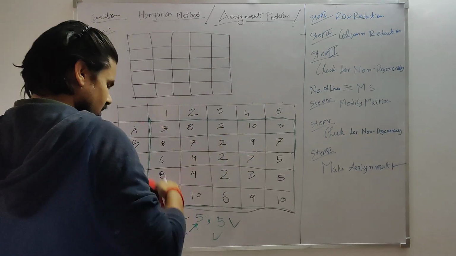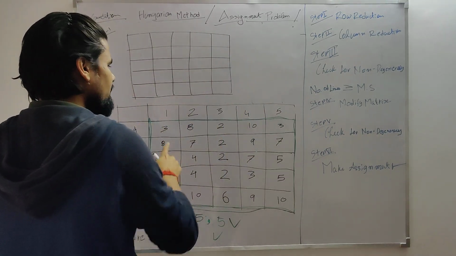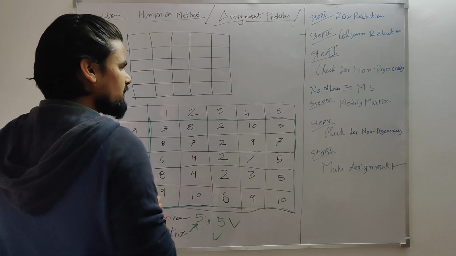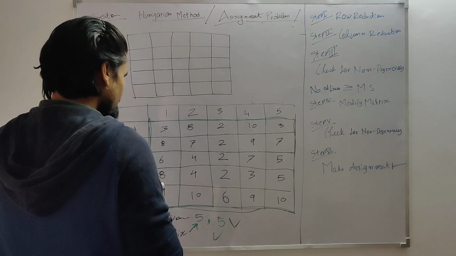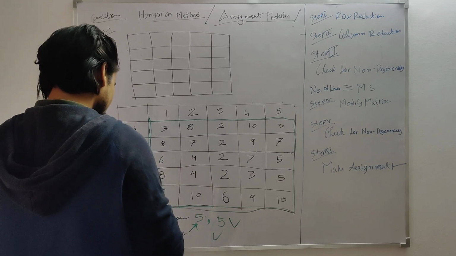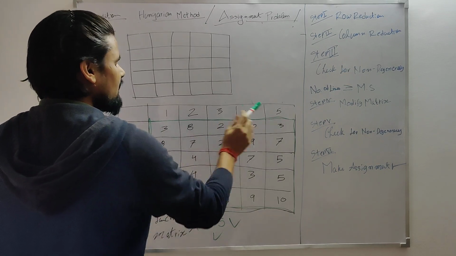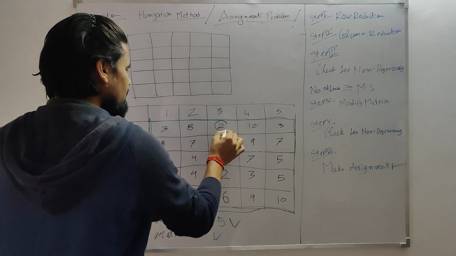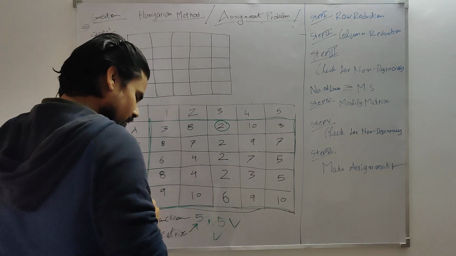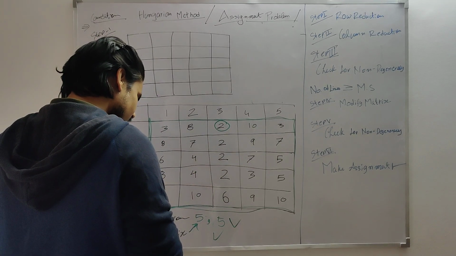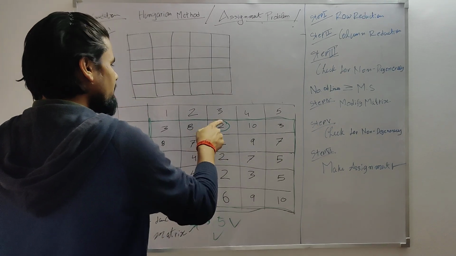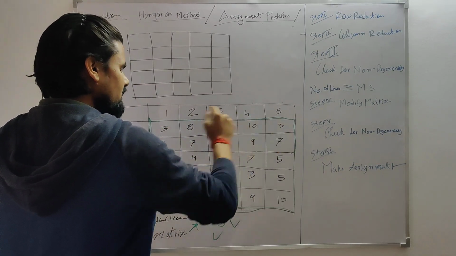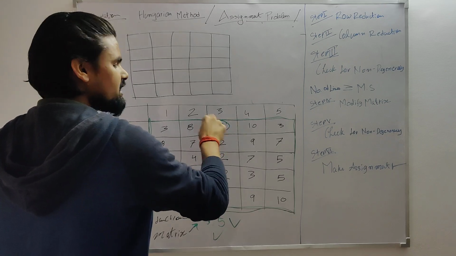So we have this matrix. In this part, what we do is we try to find the minimum number in the row. So in this row, what is the minimum number? 2. Okay, so we have found out that the minimum number is 2. What we will be doing is subtracting this number from the others to make it 0.